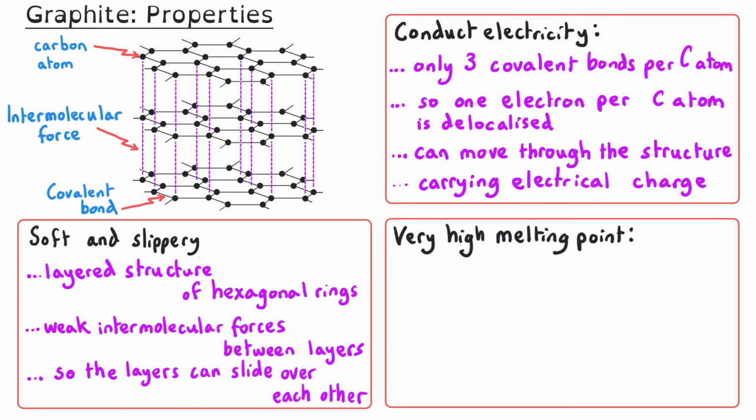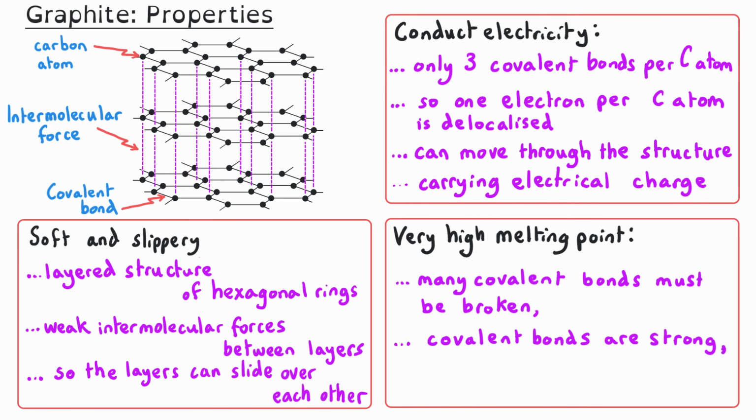The final property of graphite is that it has a very high melting point, similar to diamond and other giant covalent structures, for similar reasons. The reasons are that there are a very large number of covalent bonds between carbon atoms that need to be broken in order to separate out the atoms. And covalent bonds are very strong, and so they require a lot of energy to break them, and you only have enough energy to break those bonds at a high temperature, hence the high melting point.